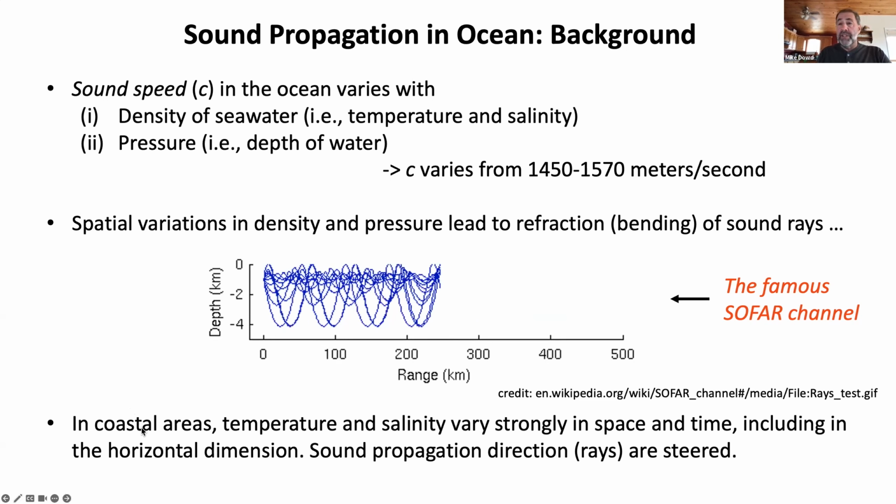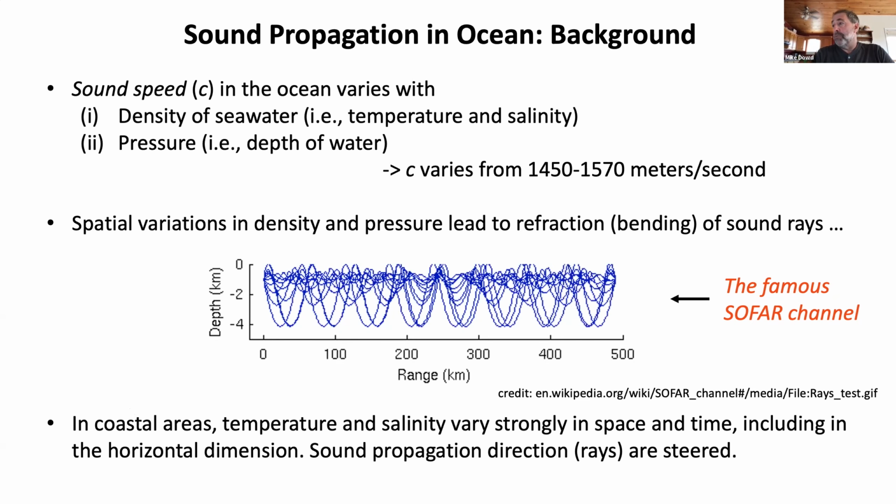Coastal areas are a little bit different because the temperature and salinity are often varying primarily in the horizontal. There's strong fronts, there's river plumes from things like the Fraser. All of those alter sound pathways in the ocean.